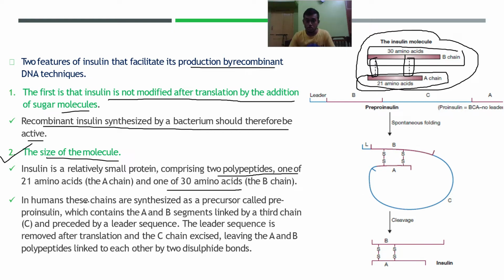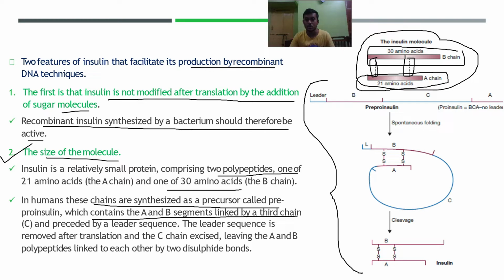So in humans, these chains are synthesized as a precursor called pre-proinsulin, which contains A and B segments linked by a third chain. So I'll explain how humans synthesize this type of insulin. So how do humans get the insulin? This form of insulin is available in this form. This is a huge chain, you can see. It consists of both the chains A and B. So this is the A chain, this is the B chain.